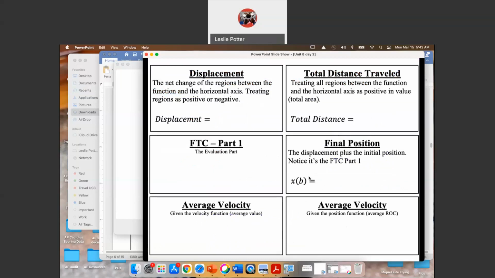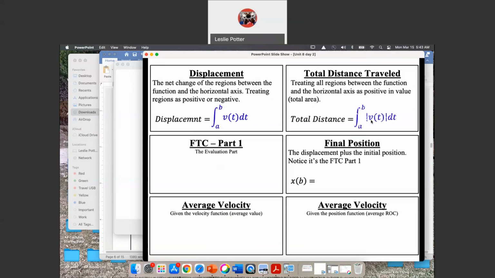So let's go through the definitions then. We know that we have displacement, the net change of the regions between the function and the horizontal axis, and so we know that displacement is integrating the velocity function with respect to time. If we want to talk about total distance traveled, then it's like treating all regions between the function and the horizontal axis as positive in value. And so when we have those regions on the velocity graph, we've considered all of those to be positive. And the way we express that is using the absolute value. And we did that when dealing with derivatives too.